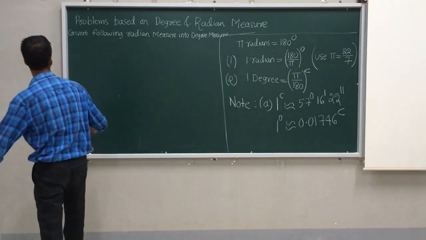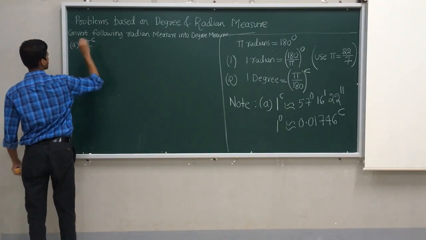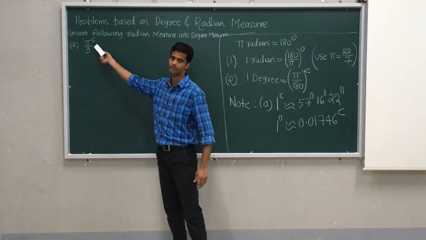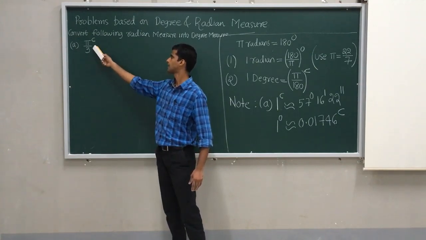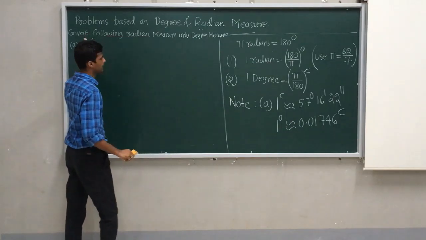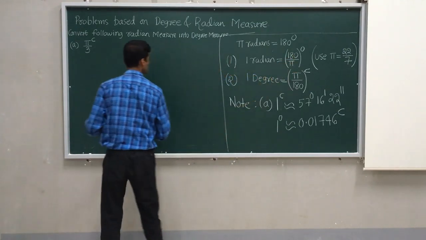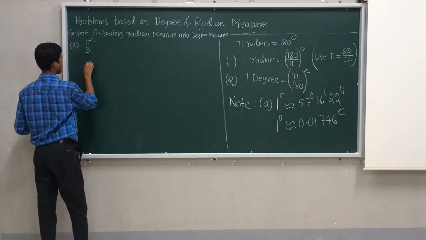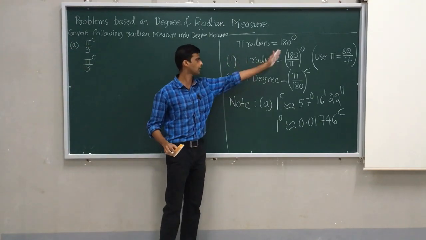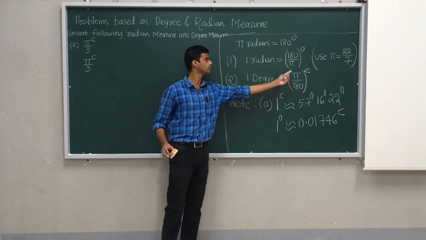Let me take the first question. Pi by 3 radian. They have given this in terms of radian. They expect you to convert this in terms of degree measure. We all know that to convert radian into degree, multiply by 180 by pi. So what I will do? No need to write all these things, just memorize these two. To convert radian into degree, 180 by pi. To convert degree into radian, pi by 180.